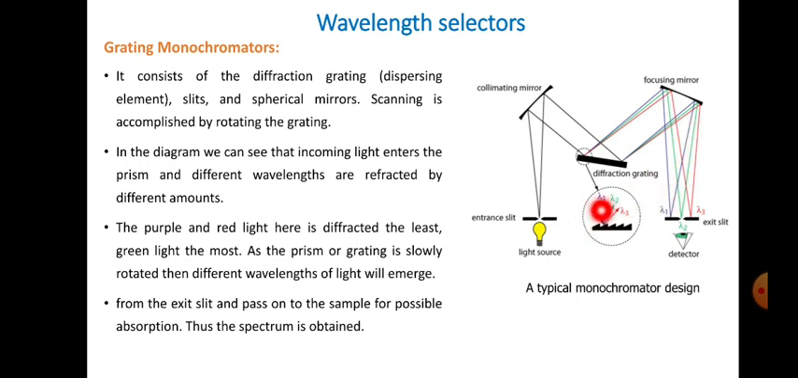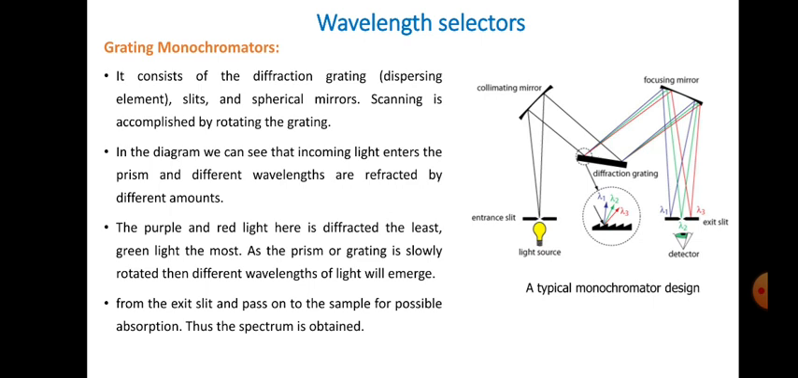So in this example you can see the light source emitting polychromatic radiation. It has been focused through the entrance slit onto the collimating mirror, and then the collimating mirror focuses the light on the diffraction grating. The light will get diffracted onto the focusing mirror, and you can see that in this case only the green light is coming out of the exit slit, whereas the purple and red light, that is lambda 1 and lambda 3, have been restricted.